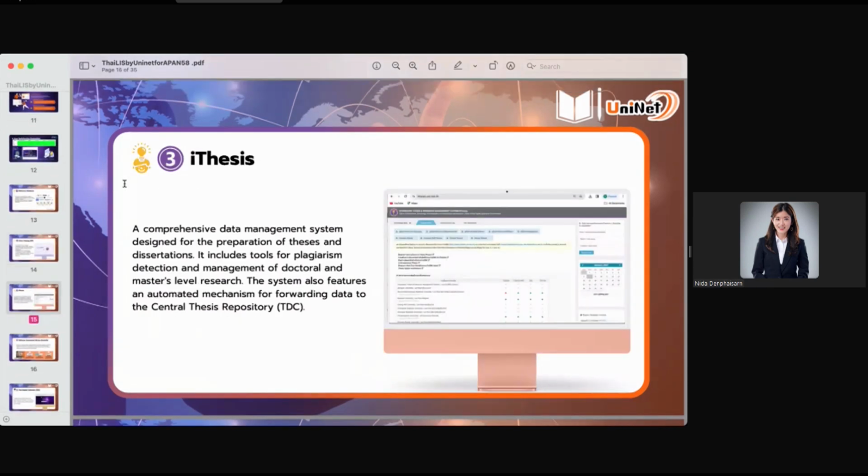The other service is iThesis. It's a thesis data management system designed for preparing the thesis. The system also includes tools for plagiarism detection and management of doctoral and master level research.